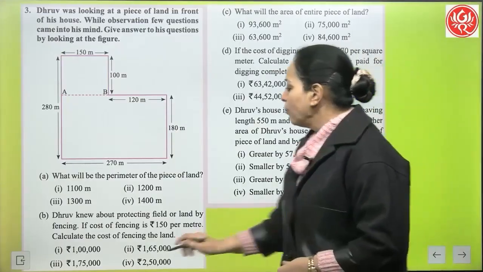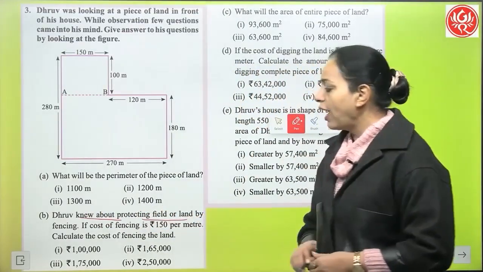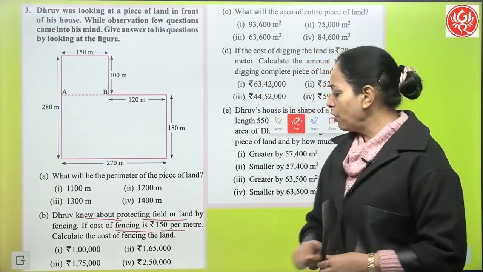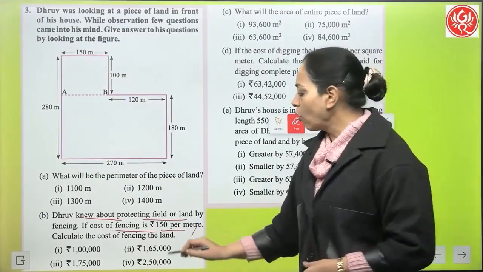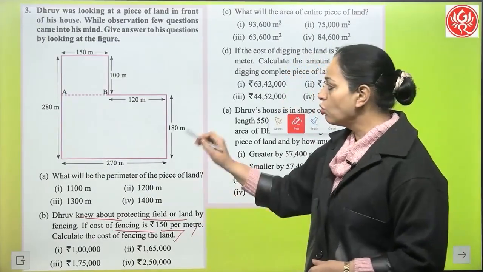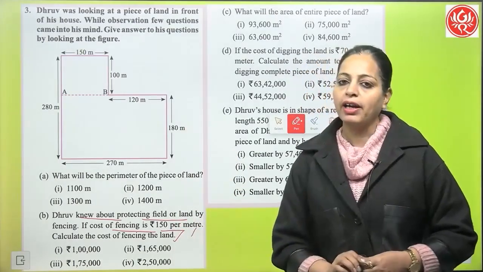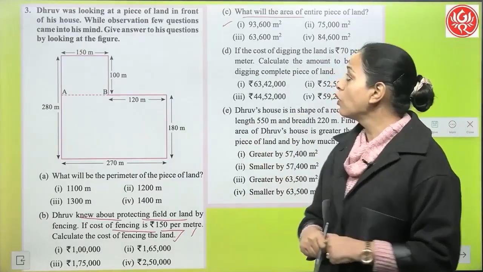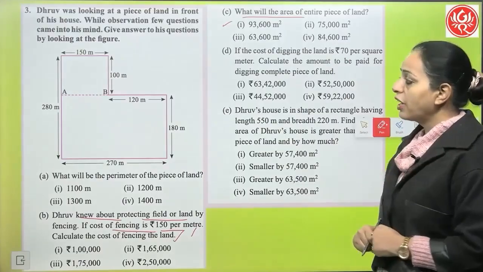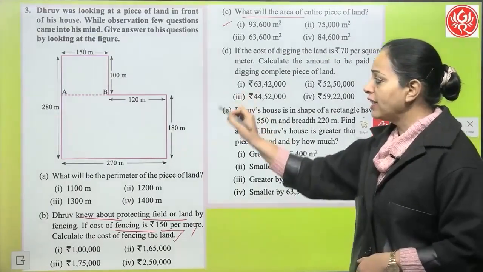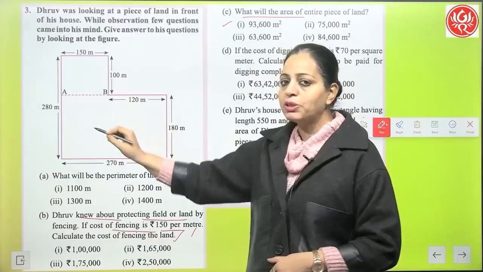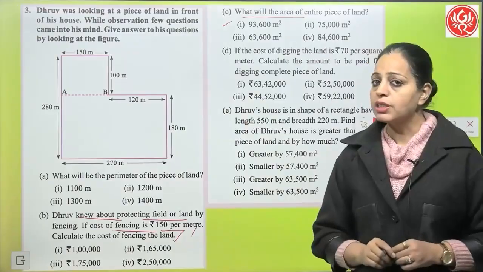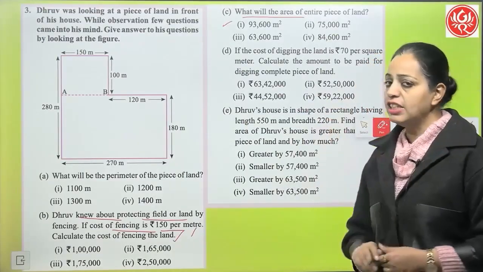Now then B part, Dhruv knew about protecting field or land by fencing. If the cost of fencing is rupees 150 per meter, then calculate the cost of fencing the land. So what to do, perimeter multiplied by 150 rupees, okay. You can calculate it. Now C part, what will be the area of the entire piece of land? So we can find its area, we can divide into two shapes and then find their areas and then find their sum, right? Now similarly you can try D and E part.